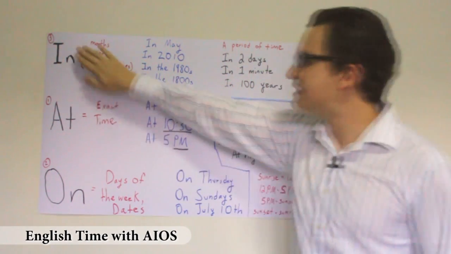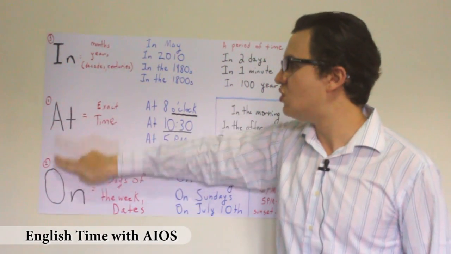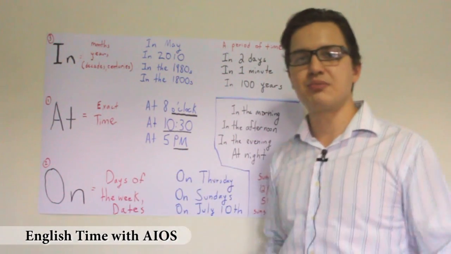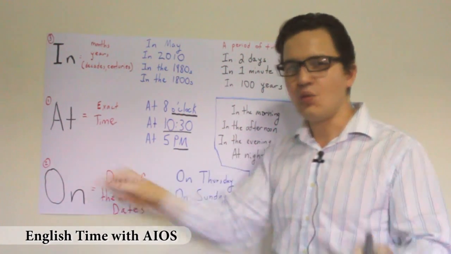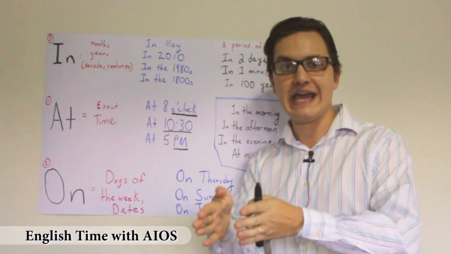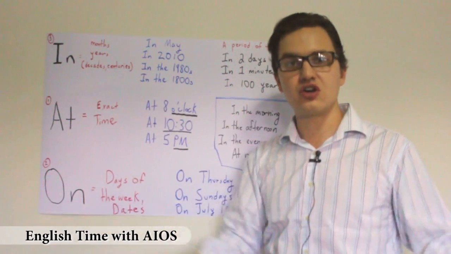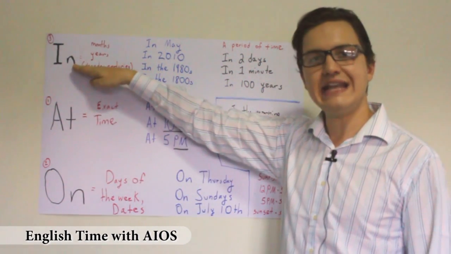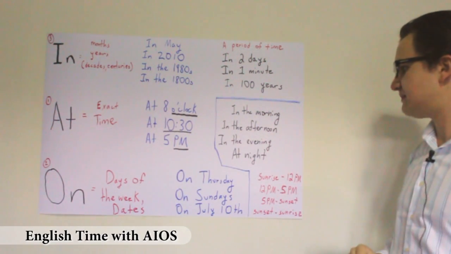So I have put these numbers on the side, 1, 2, and 3, to show you the order of the prepositions. At is the most specific, one moment. On is for one day. And in is for months and years, a longer amount of time. So the order is at, on, in. So let's look at one more idea before we finish.